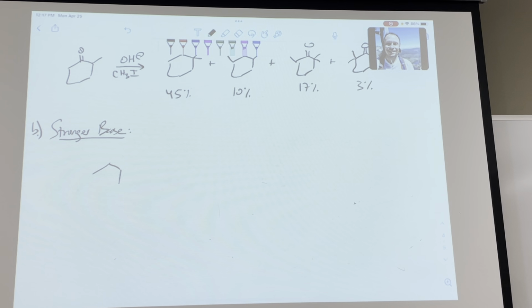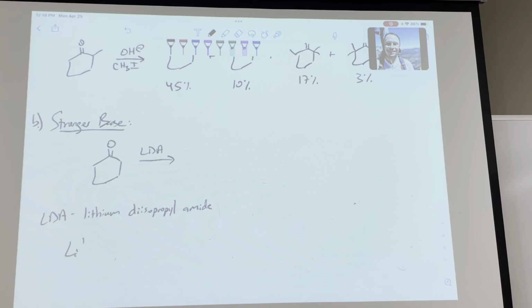A better way of doing this is using a base that's called LDA. And LDA stands for lithium diisopropyl amide. So it looks like this. So you have the lithium as the counter ion, and then you have that guy.